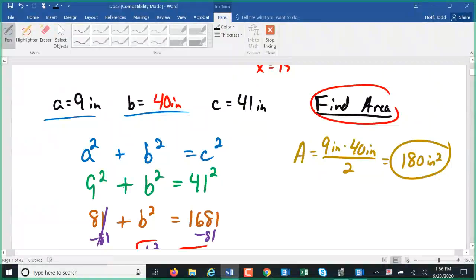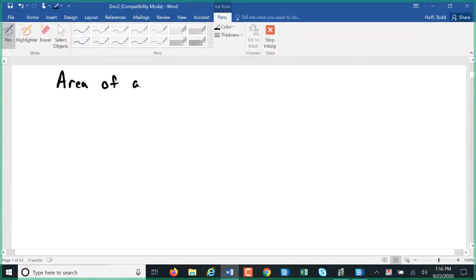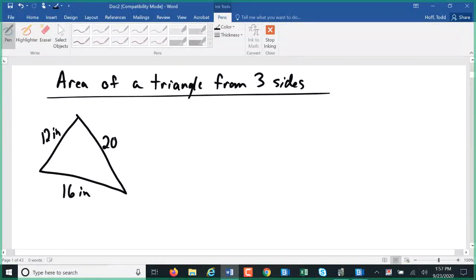Well, what if we don't have a right triangle? We looked at some yesterday where we didn't have a right triangle, but we had an altitude. What if we don't have an altitude? What if we have all 3 sides? I want to find the area of a triangle from the 3 sides. Let's take a triangle like this. Let's say that this is 12 inches, 16 inches, and 20 inches in length.